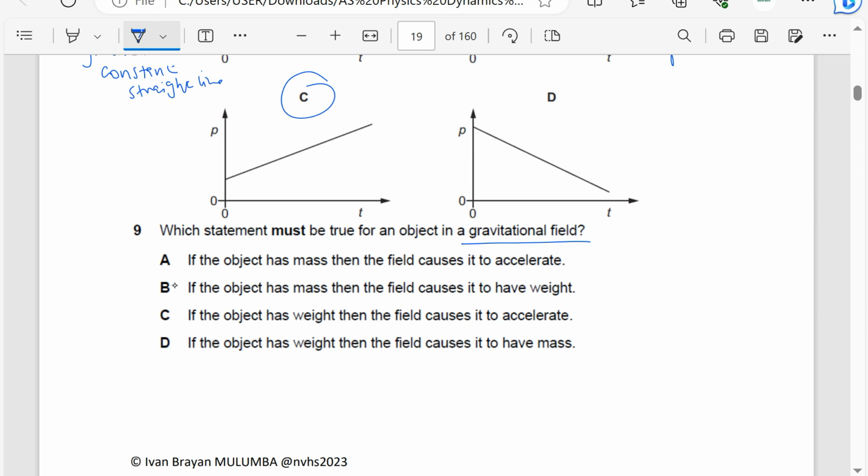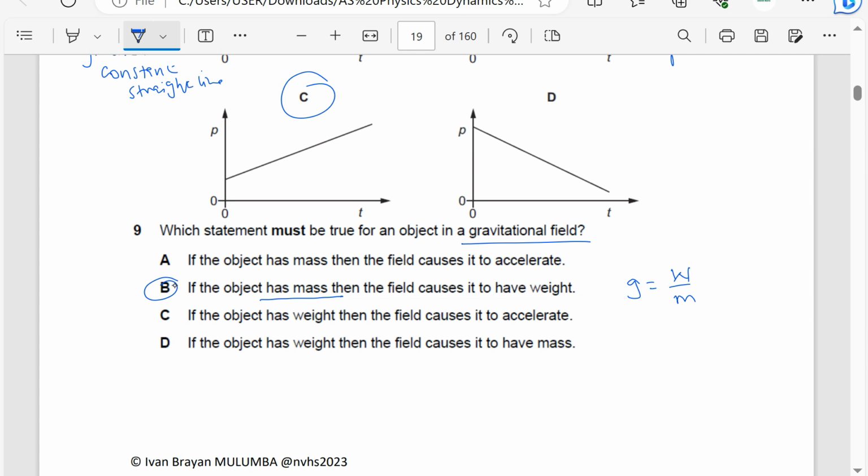If the object has mass, then the field causes it to accelerate. If the object has mass, then the field causes it to have weight. I think this is very true. If the object has mass, then the gravitational field causes it to have a weight because the gravitational field is the force per unit mass, so it will be the weight divided by the mass. If any object has mass, then the field will cause it to have a weight.